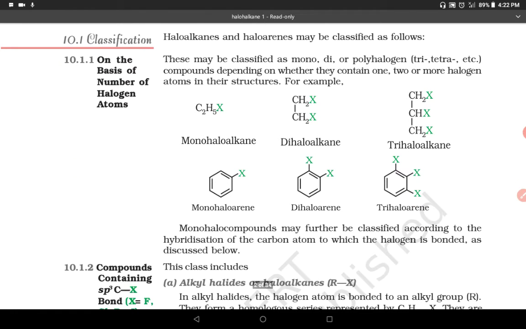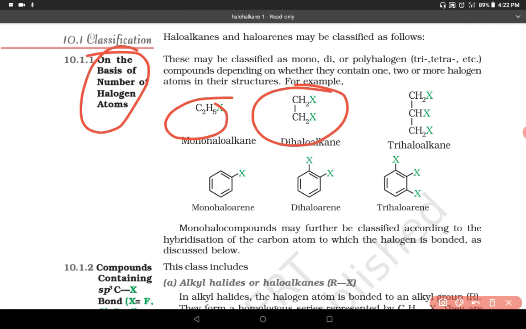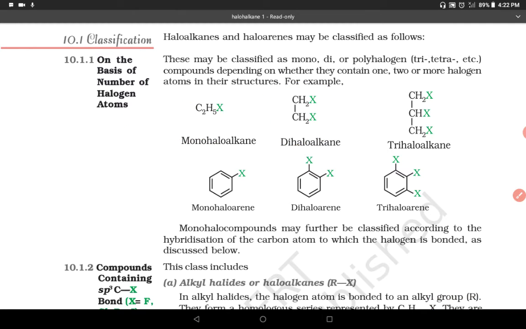10.1 Classification. The main thing is classification of haloalkanes. Such a large number of haloalkanes we can find in nature, and scientists are also synthesizing them. So there is a need for classification. Okay, first on the basis of the number of halogen atoms. Yes, if the number of halogen atoms is 1, 2, on this basis they may be classified. Let's read and jump into this.